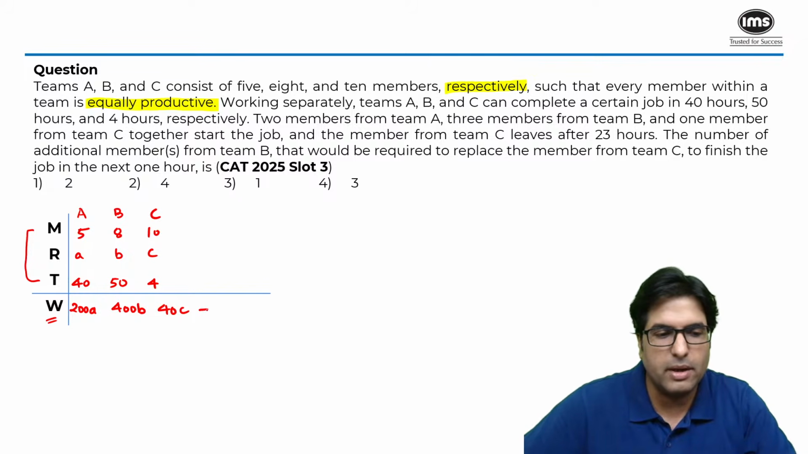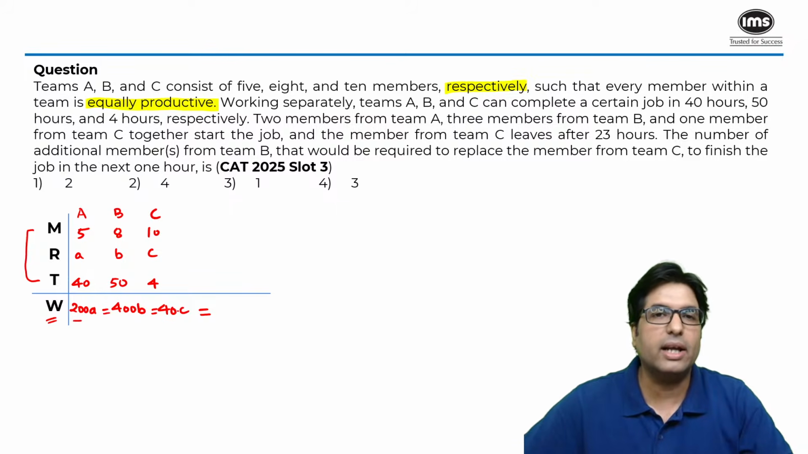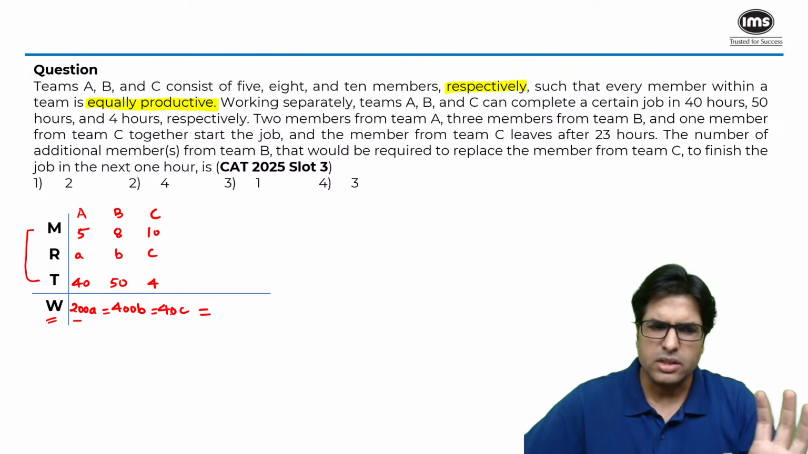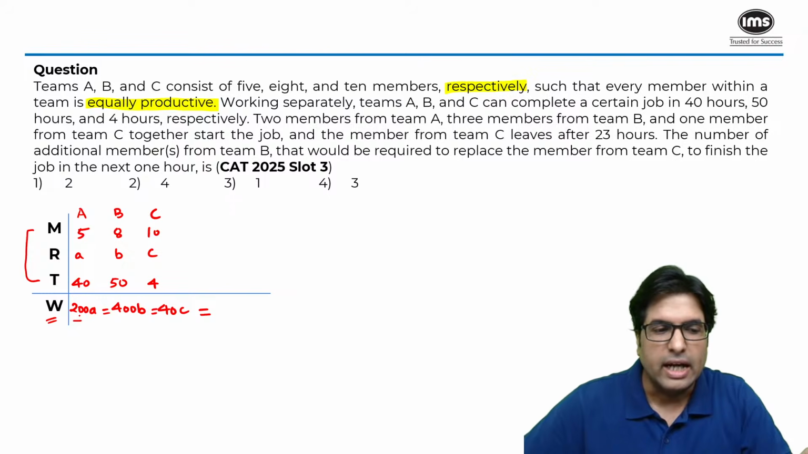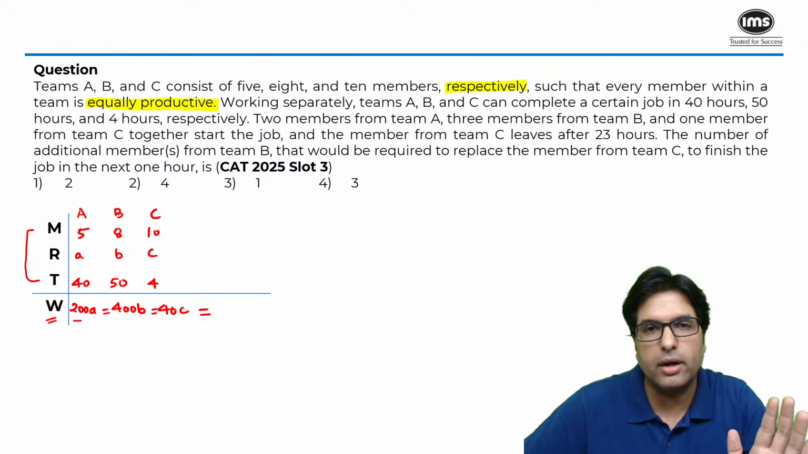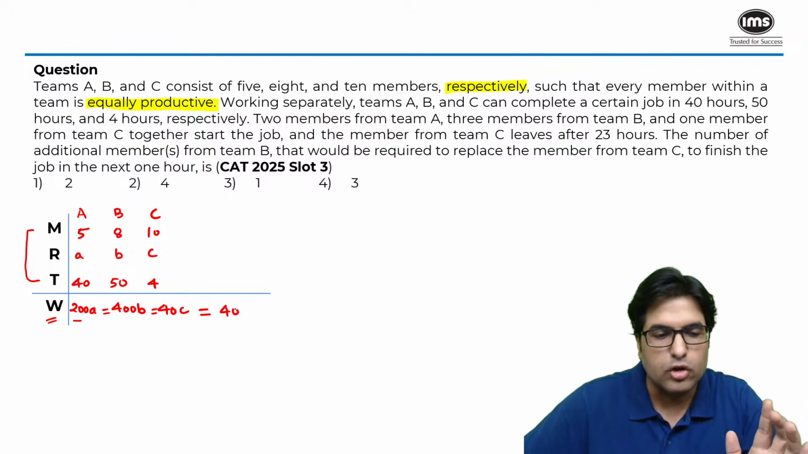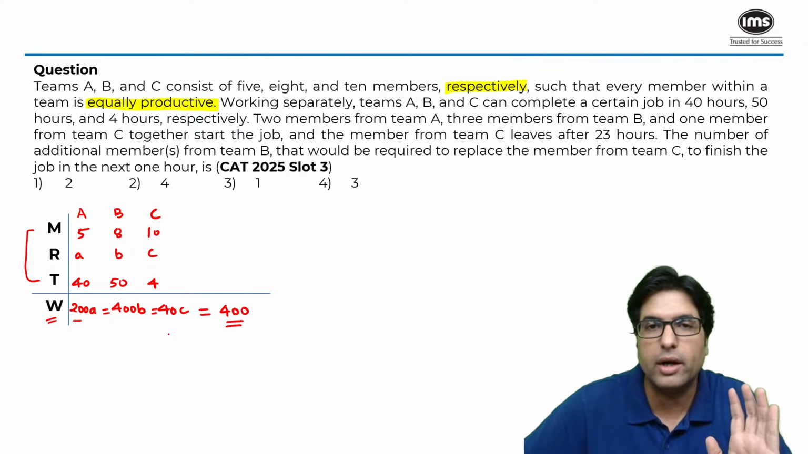So if all of them are equal, it is a good idea to assume all of them to be equal to a certain value that can give us the ratio of A, B, C. This is something that you have studied in ratio, proportion, variation. Take the LCM of 200, 400 and 40 and divide by these values, you'll get the corresponding ratios for A, B, C, or equate them to the value of LCM. So the LCM will be 400. So I am now assuming the work to be 400 units.